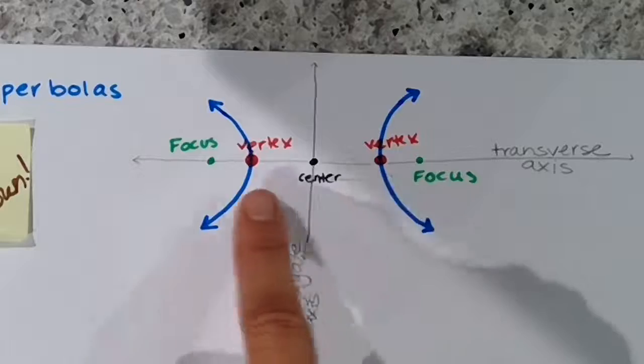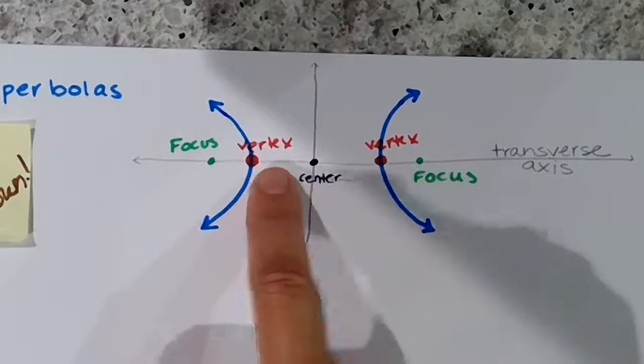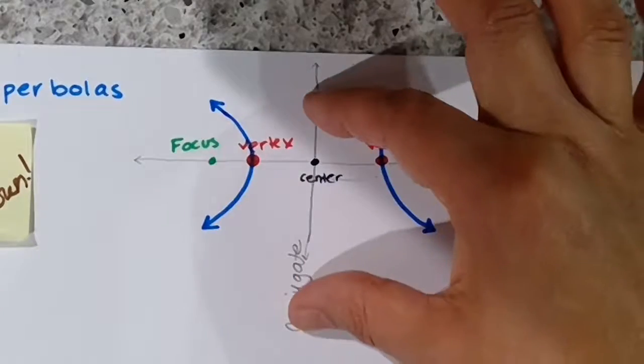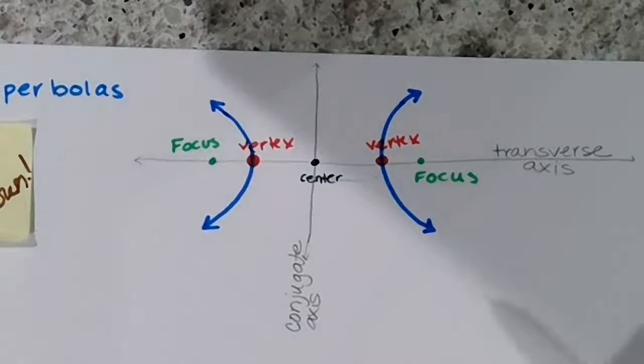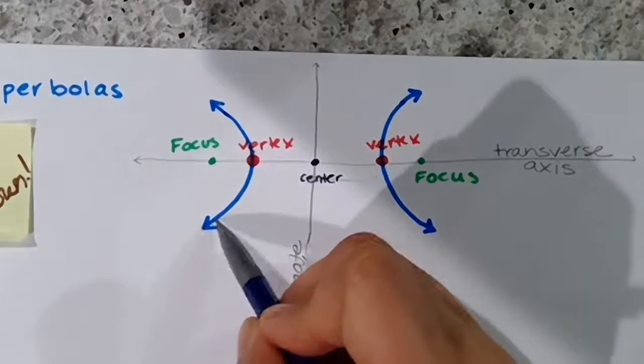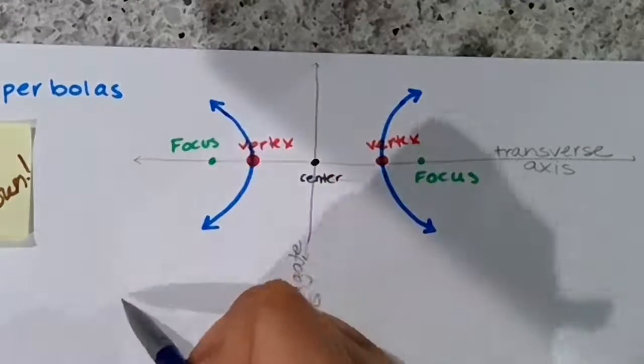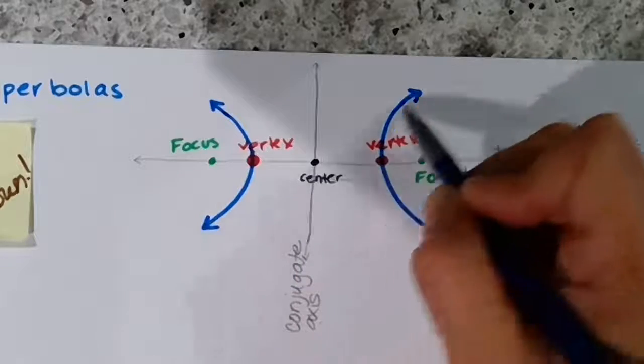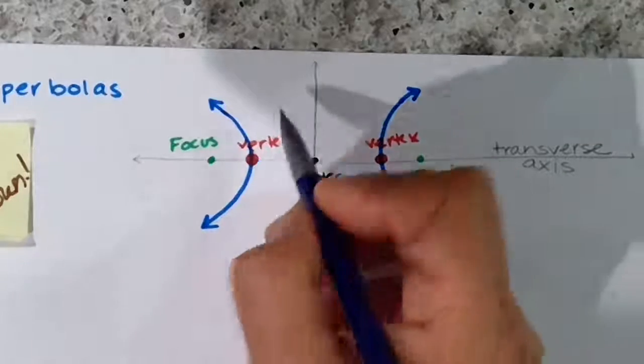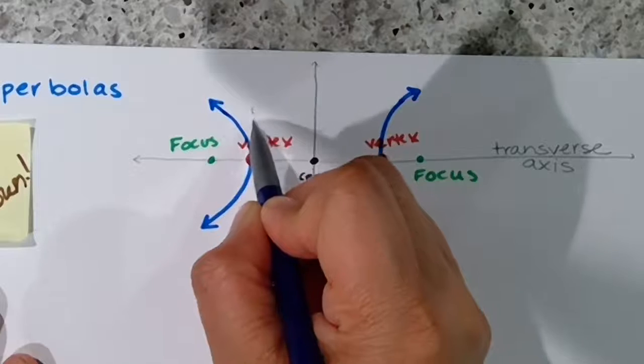Now, it's not always the case that this is the greater one. It could be smaller and then this distance is greater. Another thing that's interesting is that you have guidelines for your hyperbolas. What you do is you actually make a rectangle box.